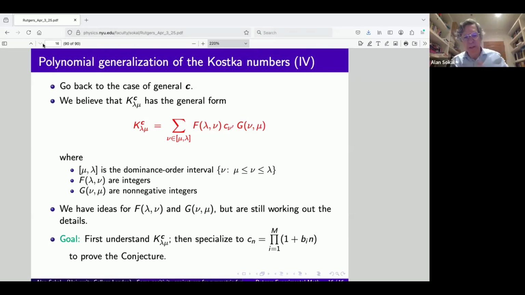But anyway, that's the goal, to first understand these generalized Kostka numbers for general C, which we think we're close to doing, but then specialize to the Cn's of the form we want to try to prove the positivity conjecture. And that we're not sure how to do. So that's it. That's the last slide, and please feel free to ask more questions.